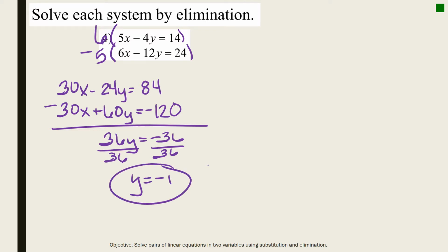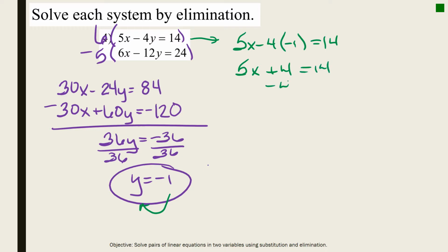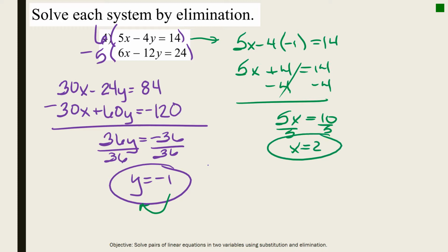I'm going to go into this top one again. 5x minus 4, I'm going to put negative 1 in for y. That's what it told me to do down there. Equals 14. Negative 4 times negative 1 is positive 4. Equals 14. I'm going to subtract 4. 5x is going to equal 10. And when I divide by 5, I get x is 2.